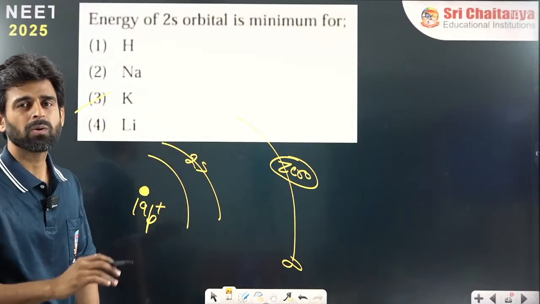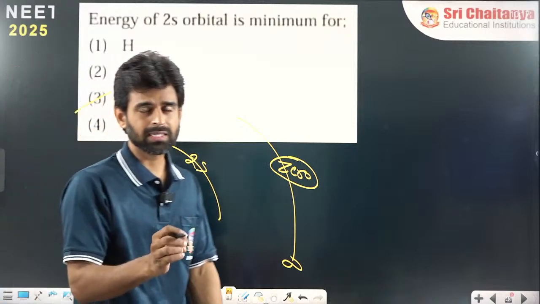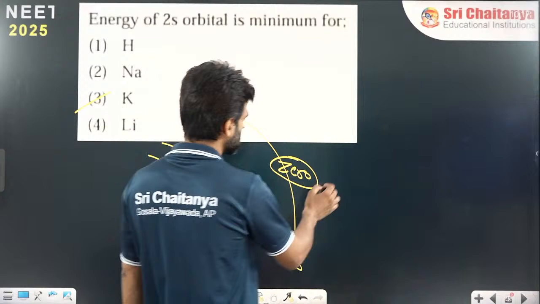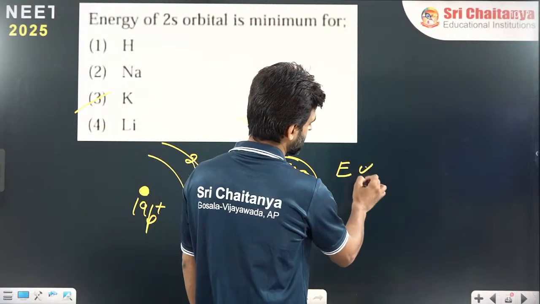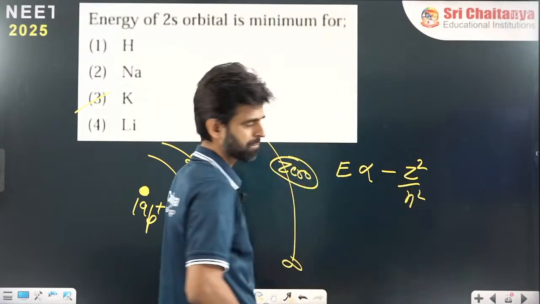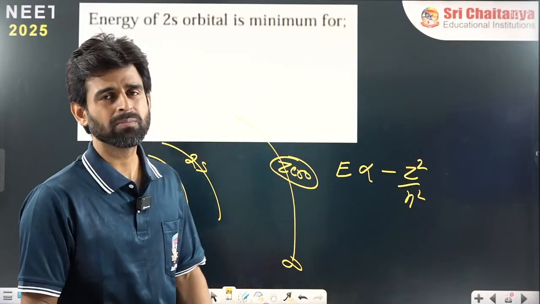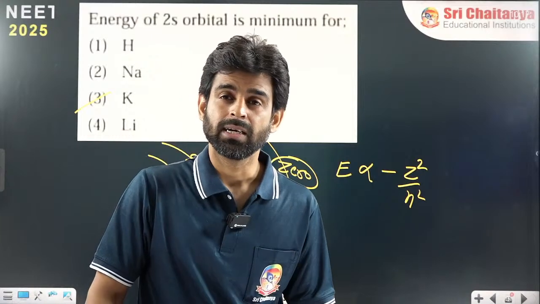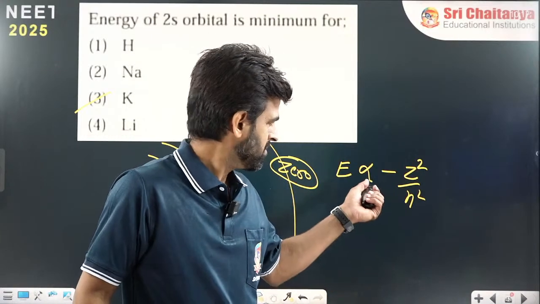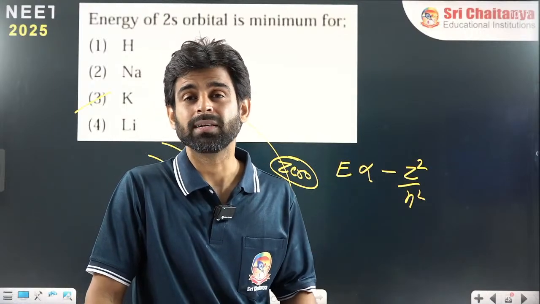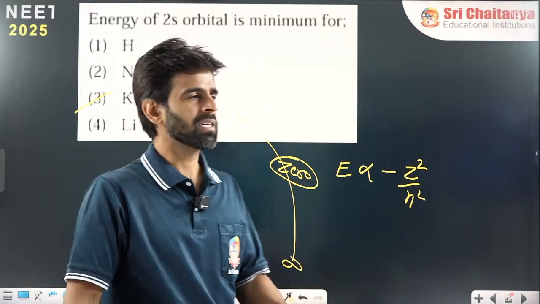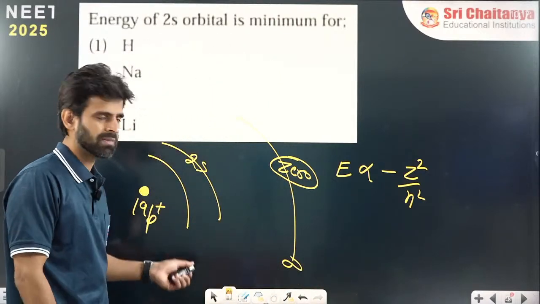Potassium. Actually, the Bohr model is applicable only for a one electron system. Otherwise, we can say that energy is proportional to minus of Z square by n square. Definitely Bohr model is applicable only for a one electron system. Just to understand, I am saying a little bit here. More Z will give you more negative. More negative means energy is what? Less.